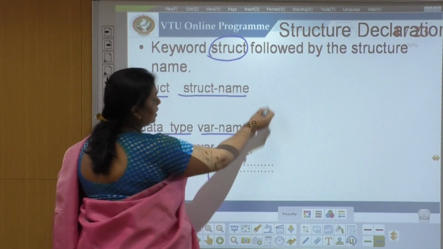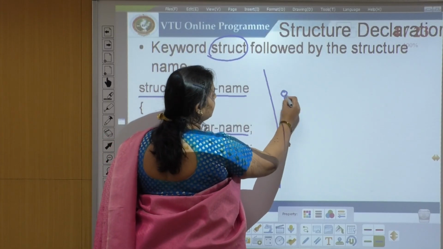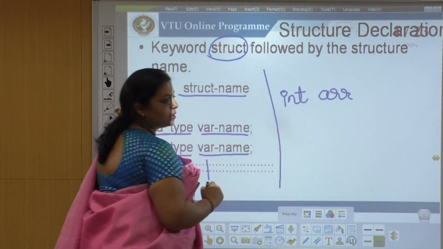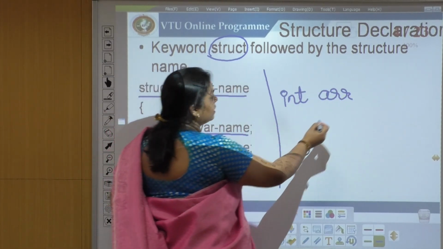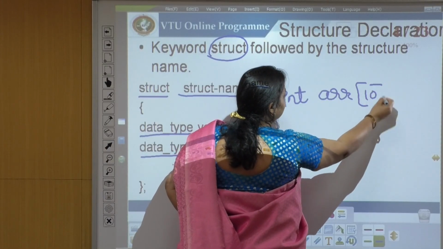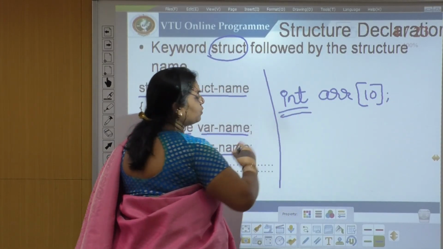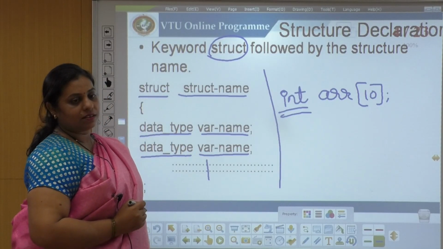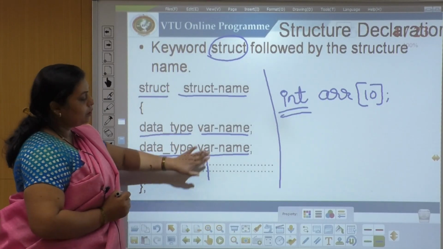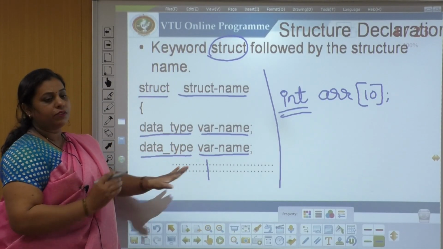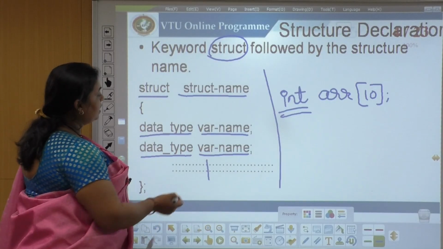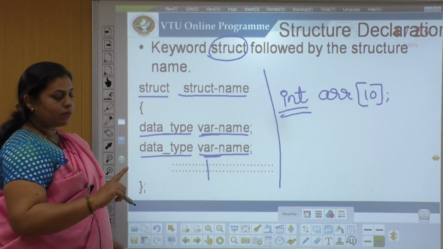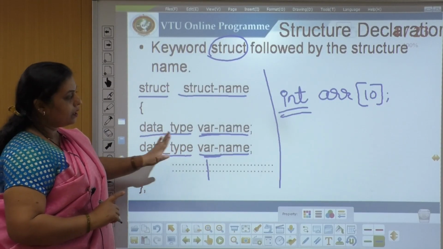If I compare it with an array, how did I declare the array? One data type followed by the name of the array followed by its size, right? Since everything belongs to the same data type, I was defining the data type only once. But individual elements present in the structure will have their own data type. That's why for each and every variable, I need a separate name and its data type.